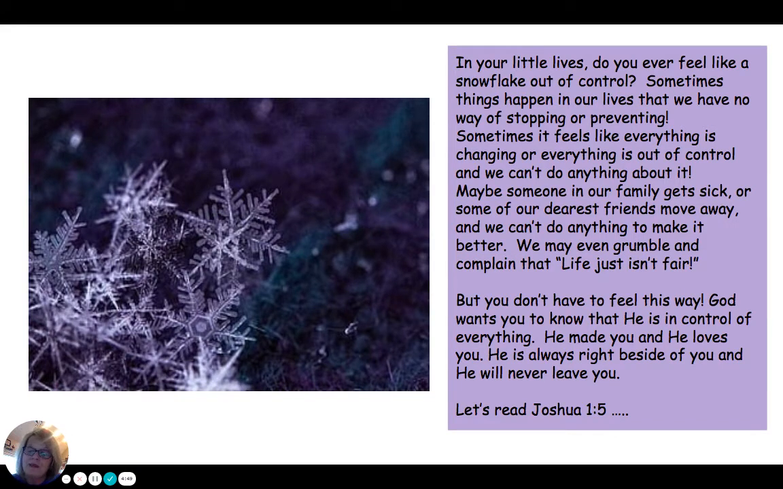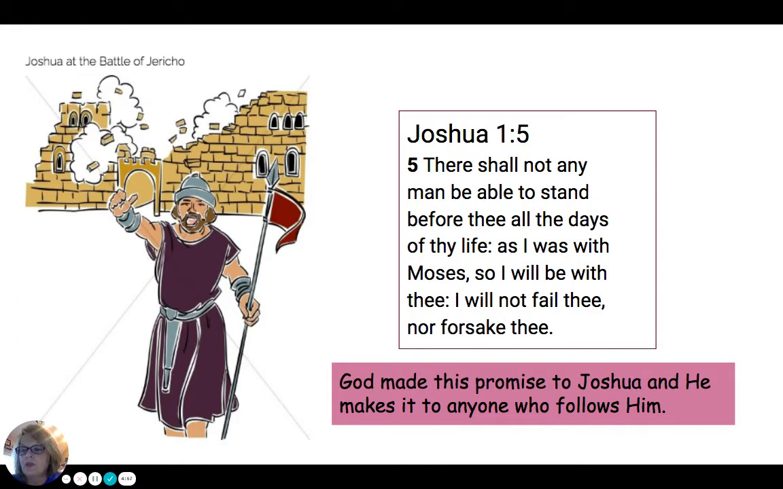We're going to read a verse in the Bible, and it's Joshua 1:5. I think you know a little bit about Joshua. He was the great man of God that fought the Battle of Jericho, and the walls came tumbling down, if you remember that. But God told Joshua something in Joshua 1:5: "There shall not any man be able to stand before thee all the days of thy life. As I was with Moses, so I will be with thee. I will not fail thee, nor forsake thee."